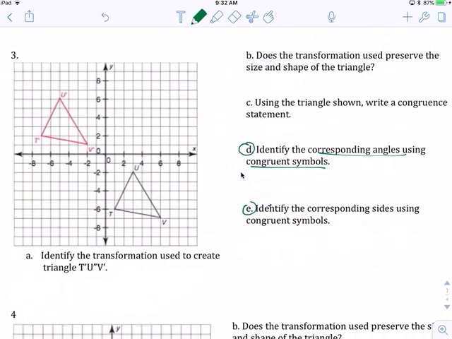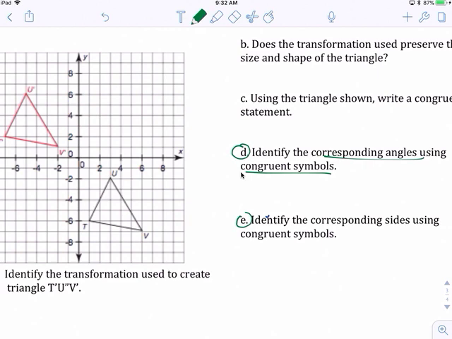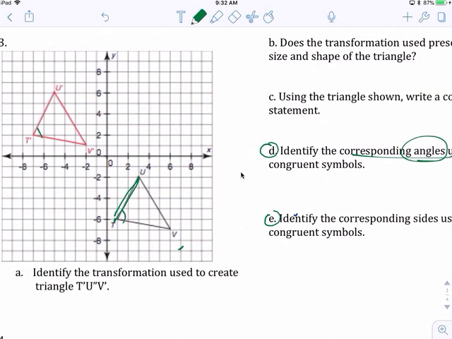Corresponding angles, congruent symbols. Okay, let's see. Well, this is easy. T to U is congruent to T prime, U prime. Oh, we're using angles. We're doing sides. Okay, angle. Let's say angle T. Angle UTV is congruent to angle U prime, T prime, and V prime.